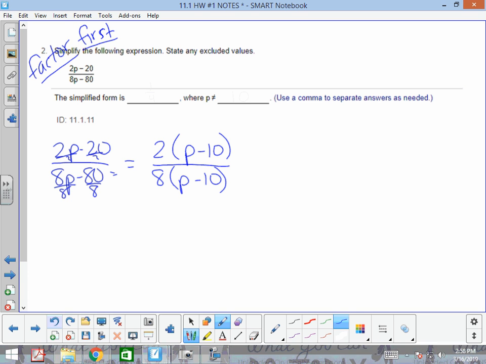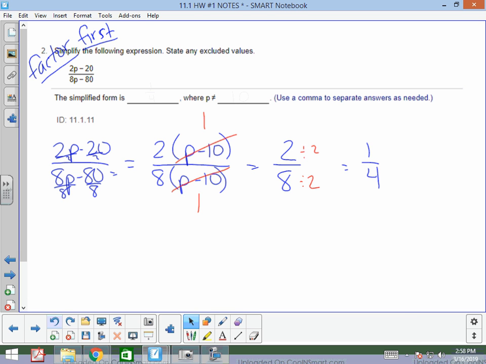So you can cancel out binomials that are identical. So p minus 10 and p minus 10 cancel out. When they cancel out, they become 1s. Canceling out does not mean becoming 0, it means it becomes 1. So now I have on top 2 times 1 and on bottom 8 times 1. Well, this will also reduce. This is a numerical fraction, so reduce it. They will both divide by 2. So now my simplified answer is 1/4. So the simplified form of 2p minus 20 over 8p minus 80 is 1/4.